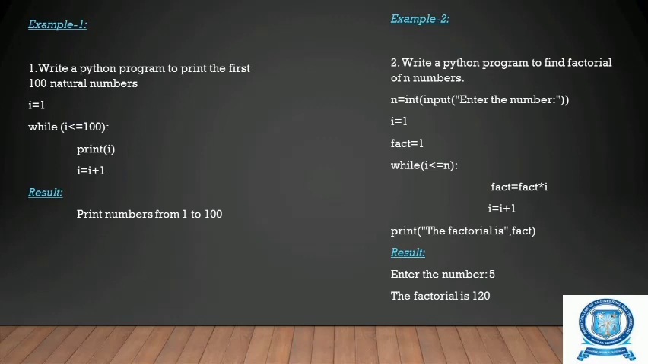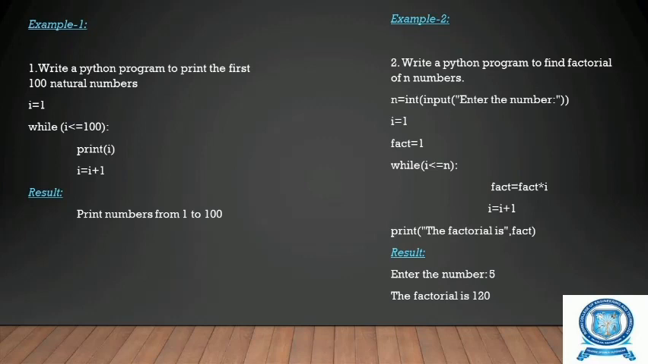So, we know that n factorial is equal to n into n minus 1 factorial. That is, suppose you are finding the factorial of 5, then we will get 5 into 4 factorial. For 4 factorial, 4 into 3 factorial, for 3 factorial, 3 into 2 factorial. So it goes on like that. This is how we are going to find the factorial of a given number.